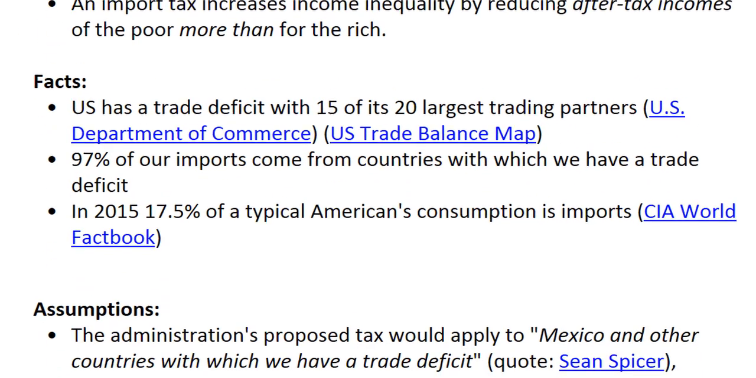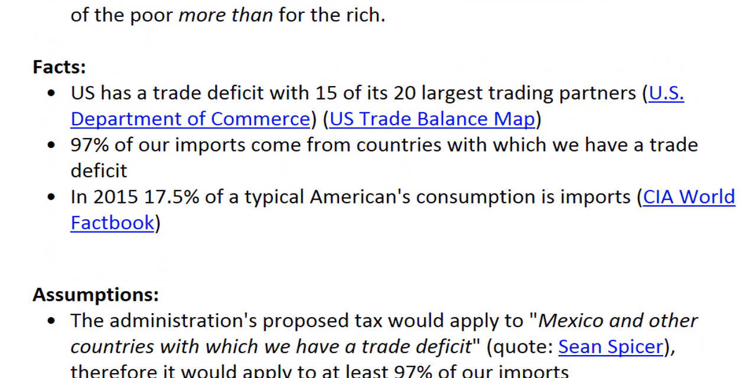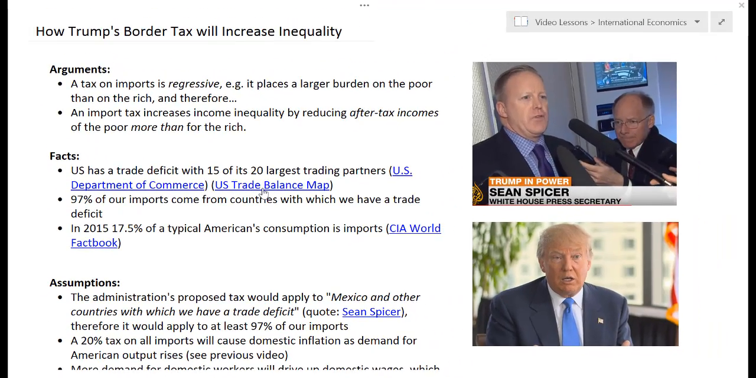Let's look at a few facts related to this issue. I'm going to put the links to these sources in my description of the video, so feel free to explore them on your own. The first fact that we need to observe is that the United States has a trade deficit with 15 of its 20 largest trading partners. This relationship can be clearly seen by looking at the following map.